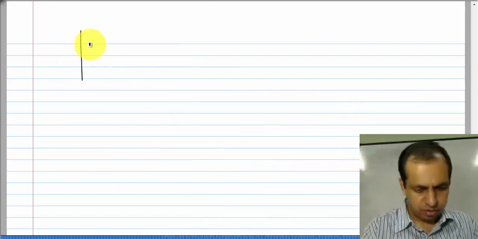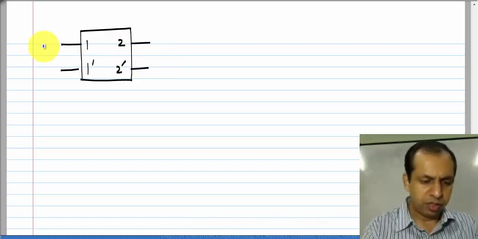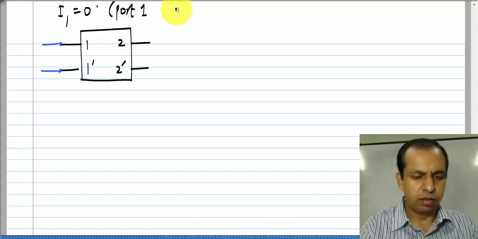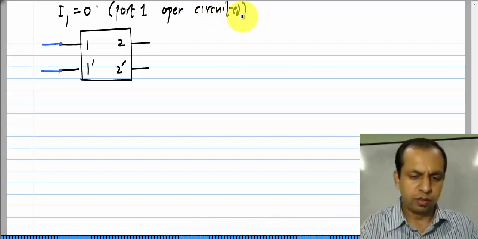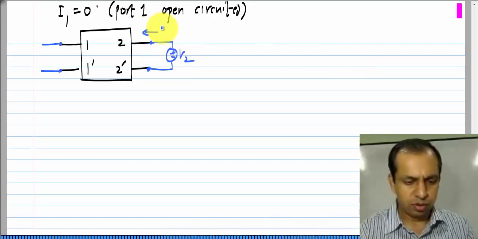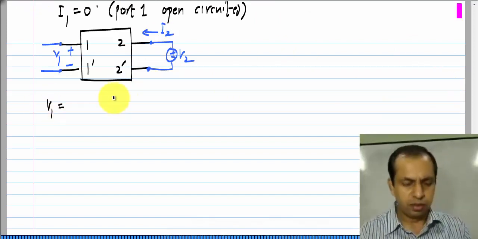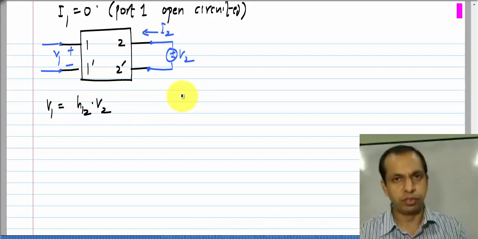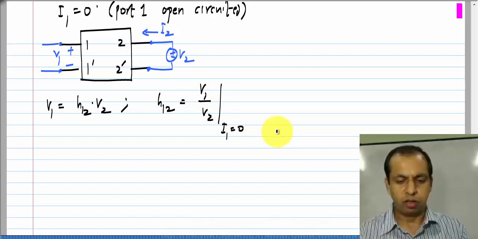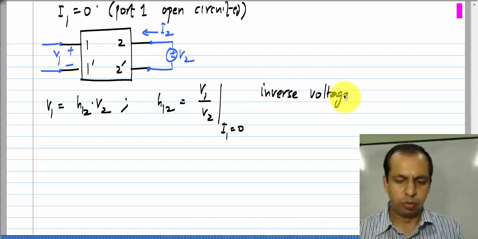And similarly, we set I1 to 0, which means we are open circuiting port 1. Okay. If I set I1 to 0, it means that port 1 is open circuited, and then you apply V2 and you measure both I2 and V1. So, V1 would be just H12 times V2 because I1 is 0, and from this we get H12 to be V1 by V2 with port 1 open circuited. Okay. And this is called the inverse voltage gain, that is the voltage gain from port 2 to port 1.